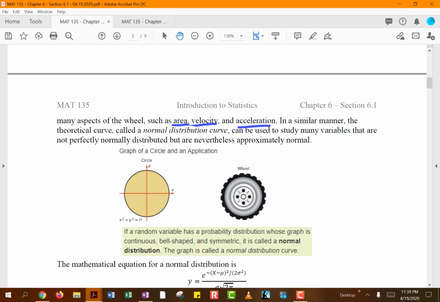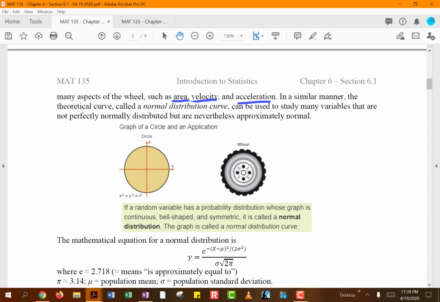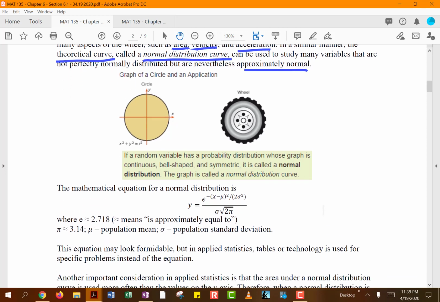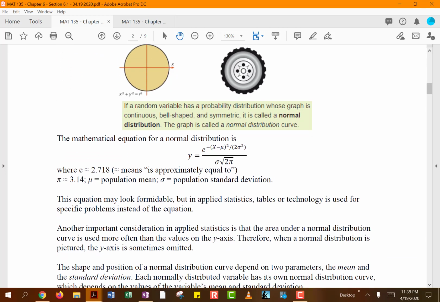In that same way, we know that the normal distribution curve is a theoretical curve, but we can still use it to study variables that may not be perfectly normally distributed but could be approximately normal. Just as a definition, if a random variable has a probability distribution whose graph is continuous, bell-shaped, and symmetric, we call it a normal distribution, and the graph is called a normal distribution curve.